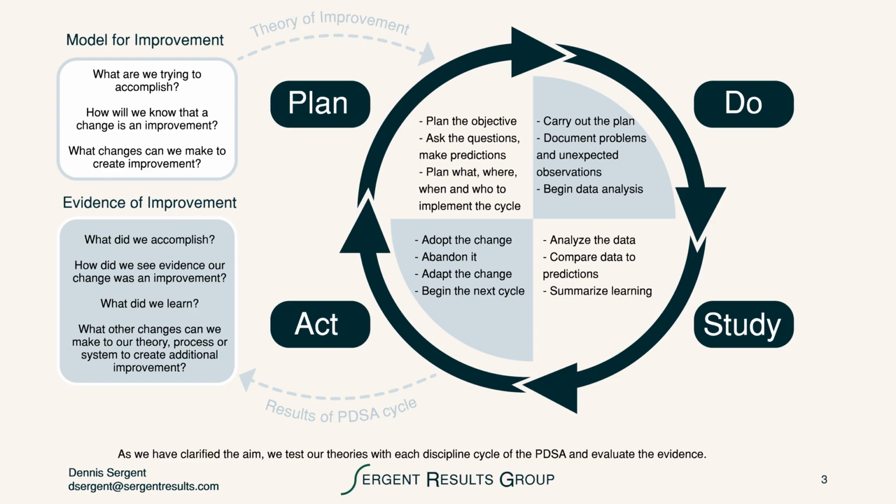And once we've clarified the aim, we can go test our theory with each discipline step of this cycle, and we can repeat the cycle as often as we need to until we have the results that we need, that are in essence an improvement or several improvements in a process. Once we've executed the plan, do, study, act cycle, we have an opportunity to look at the results of that PDSA cycle in the evidence of improvement. Those questions are also included within the template.